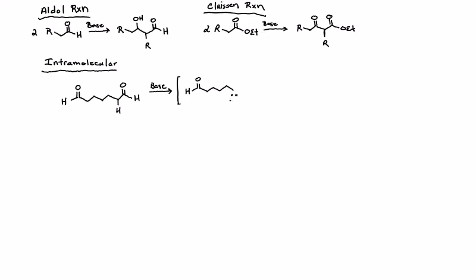Okay, and I'm just going to draw this in the form of having the negative charge on the carbon still, but we do know that this is going to probably look a lot more like an enolate. And what's going to happen here is we will have that pair of electrons come in and attack the carbonyl on the same molecule. Now, notice what's happened here. We've taken this carbon right here, which is 1, 2, 3, 4, 5, 6 carbons away from the carbonyl. Okay, so we're going to make a 6-membered ring.